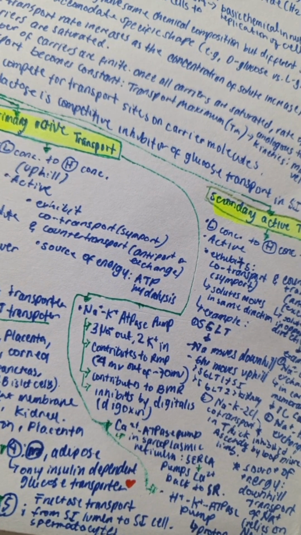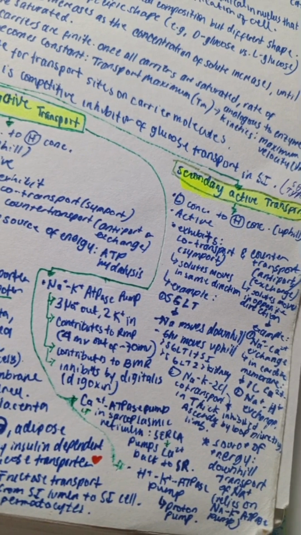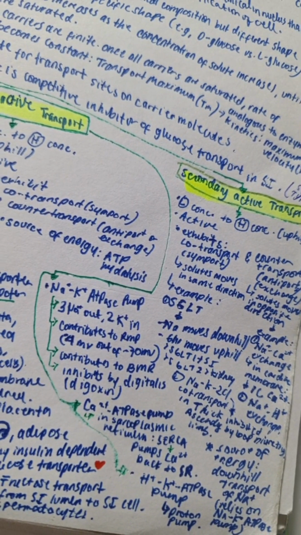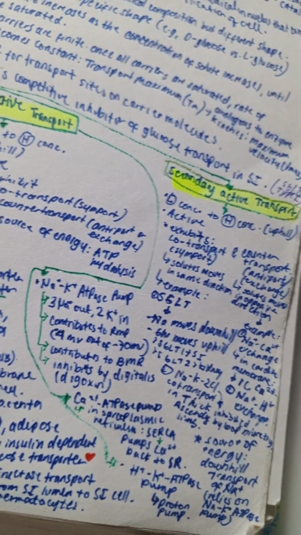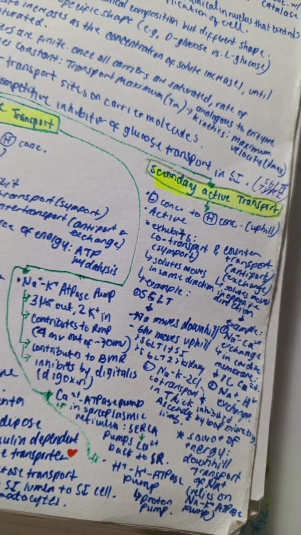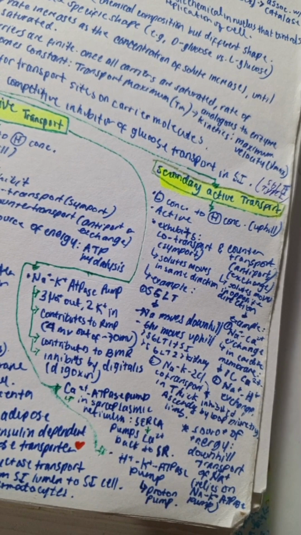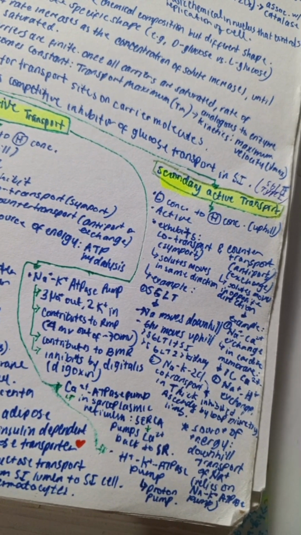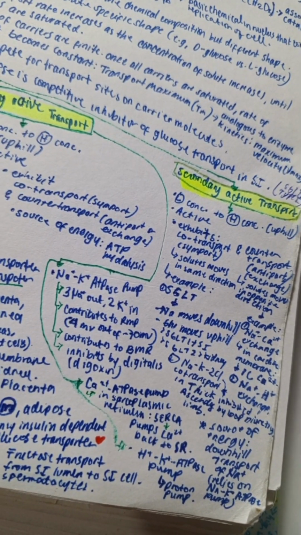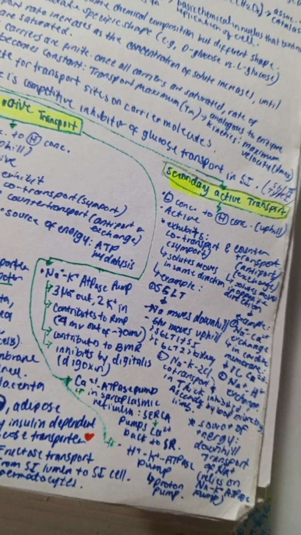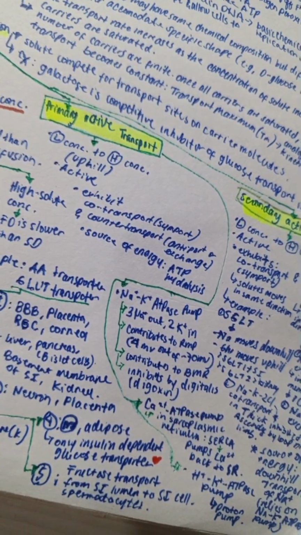Aside from the sodium-potassium ATPase pump, we have the calcium ATPase pump, found in the sarcoplasmic reticulum, or SERCA, and it pumps calcium back into the sarcoplasmic reticulum. So that's the calcium ATPase pump. Another example of primary active transport is the hydrogen-potassium ATPase pump, known as the proton pump. So that's primary active transport.